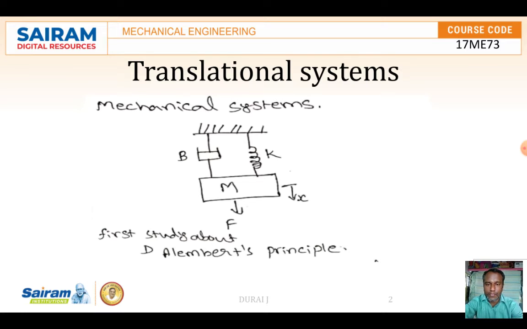The force will be acting over here. The displacement it causes is x, the mass is m, the damper or dashpot is b, and the spring force, that is k, will be acting on this particular translational system.